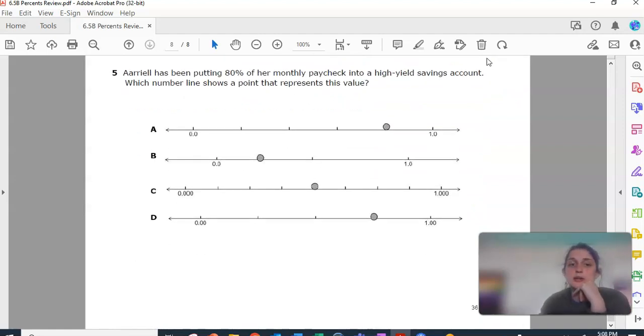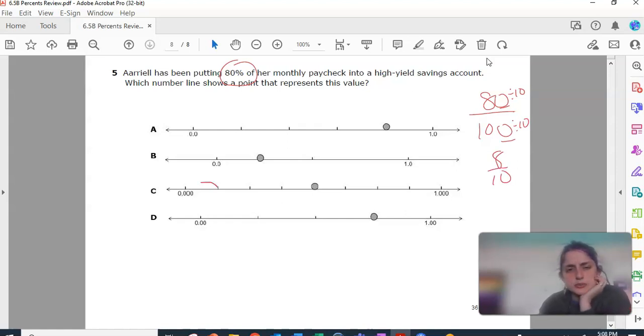Ariel has been putting 80% of her monthly paycheck into a high yield savings account. Smart move, Ariel. You want to save a lot of money. Which number line represents this value? 80%. Let's write 80% as a fraction. 80 out of 100. I do not see any of these options, A, B, C, or D, that have 100 little sections, so I'm going to want to simplify that. I see that they both end in a 0. I can divide them both by 10. That gives me 8/10.